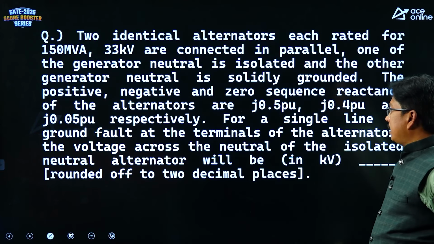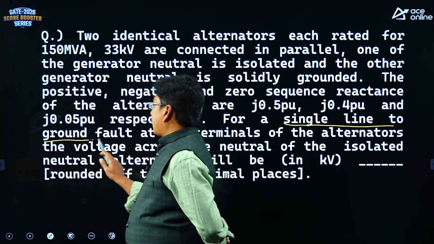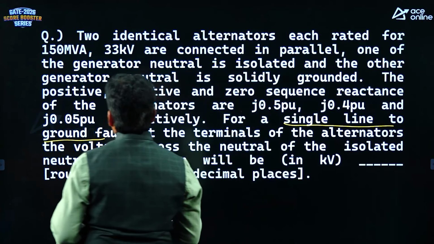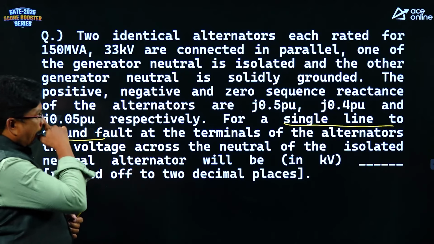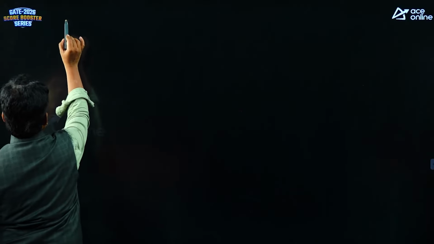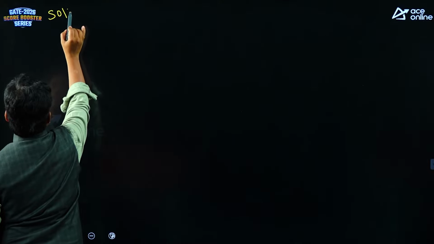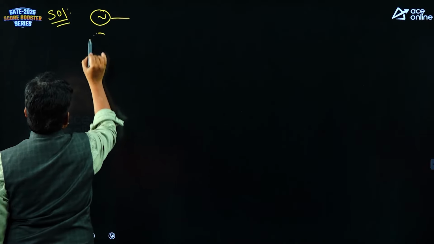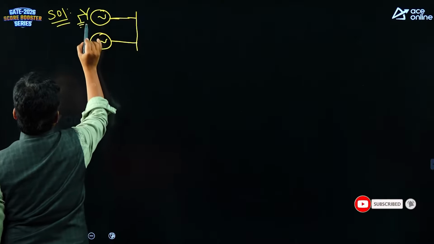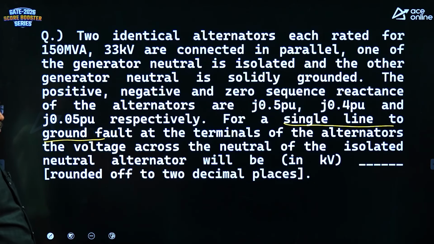We are having an LG fault, students, single line to ground fault. For single line to ground fault, the voltage across the isolated neutral. Two identical alternators, each rated for 150 MVA, 33 kilovolts are connected in parallel, right. So you can see here two alternators which are connected in parallel. Alternator 1 and the second alternator. One is star solidly grounded, one is star isolated. Positive, negative and zero sequence reactances are given for them, right.